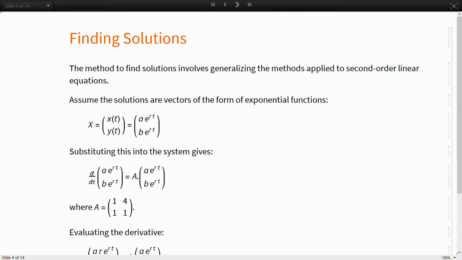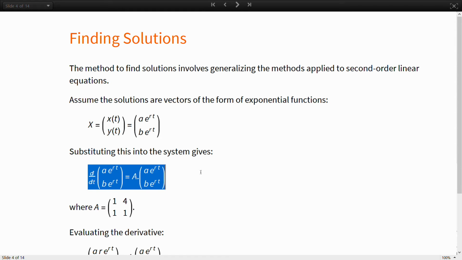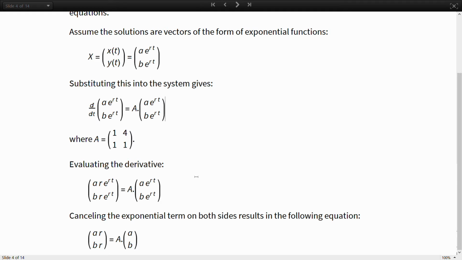The method to solve systems of first-order differential equations with constant coefficients involves generalizing the methods we've applied to second-order linear equations. We will begin by assuming that the solutions for x of t and y of t are both exponential functions. We can then write the capital X vector with this assumption like this. Substituting into the system gives this matrix equation describing the system of differential equations. As a reminder, the A matrix is given here and is determined from the coefficients of the x of t and y of t terms in the differential equation.